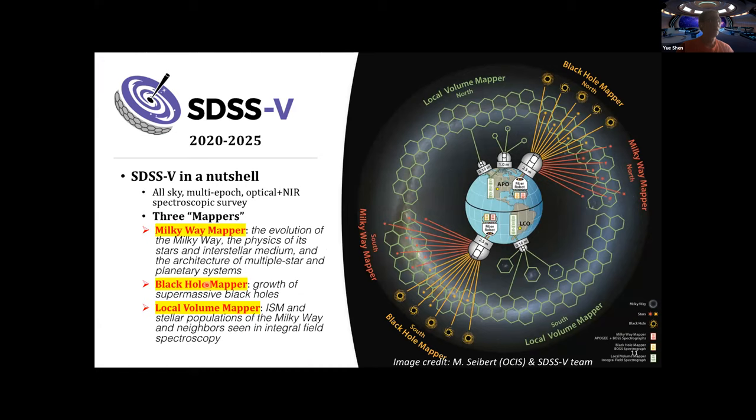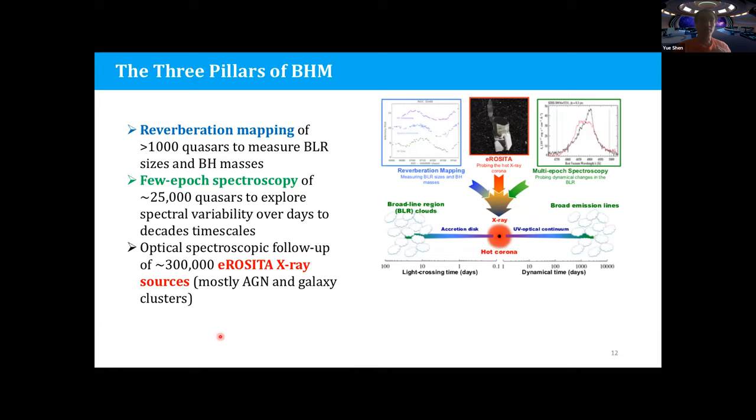The Black Hole Mapper also has three science pillars. We'll do reverberation mapping. We're going to monitor more than 1,000 quasars to measure the time delay between the continuum variability and broad-line response to measure black hole masses. And then we have a few-epoch spectroscopic program for 25,000 quasars to explore spectral variability over timescales of days to decades, when you compare with earlier spectroscopy from, say, 20 years ago.